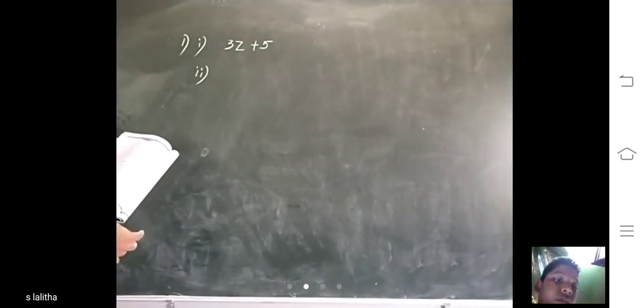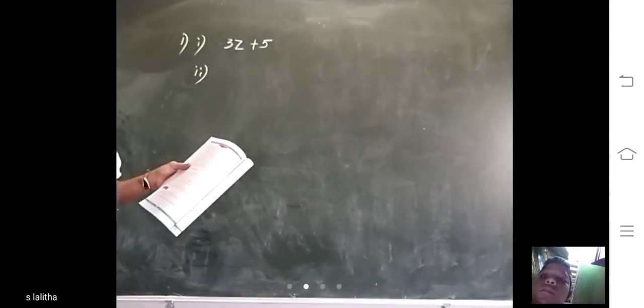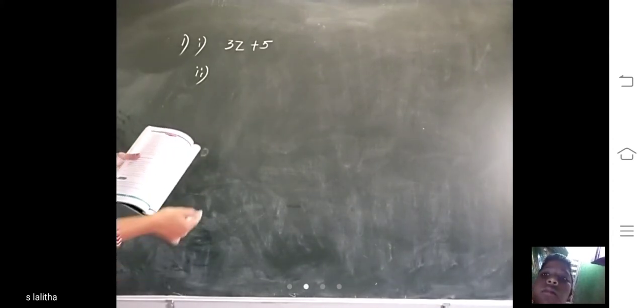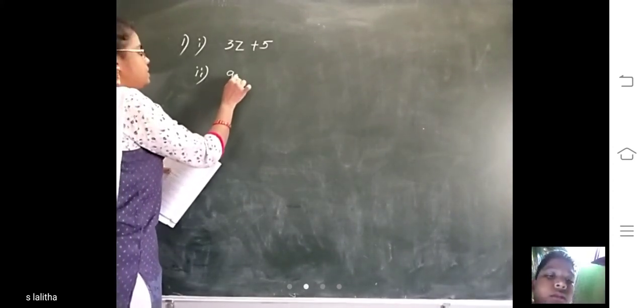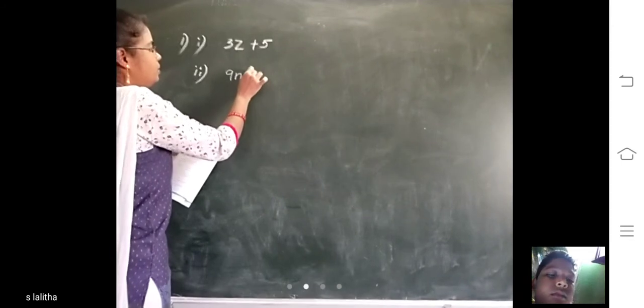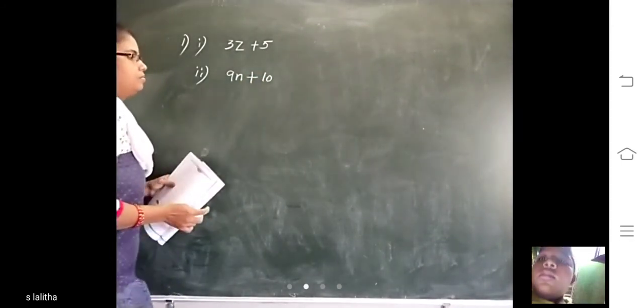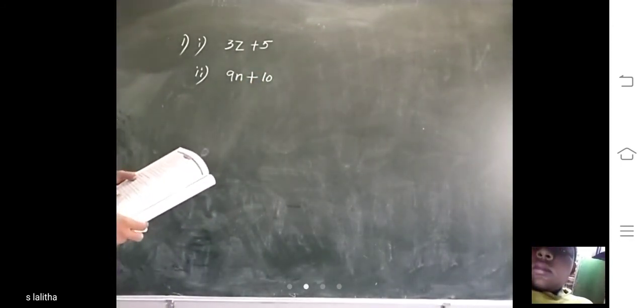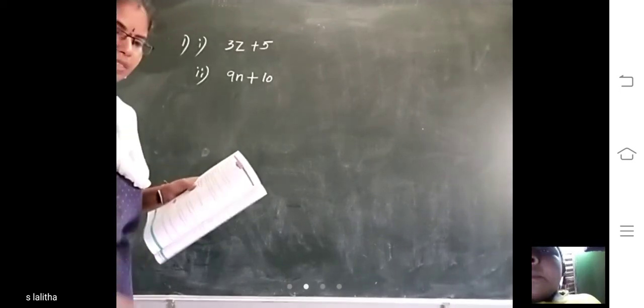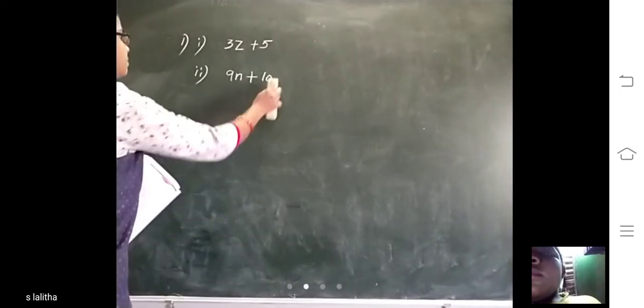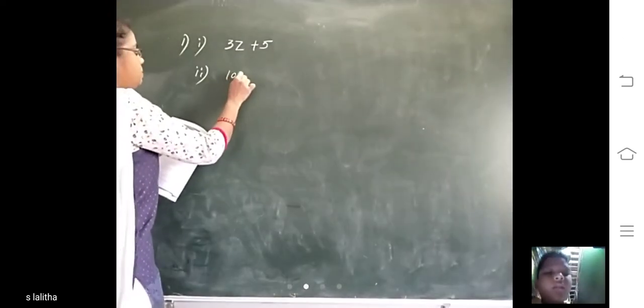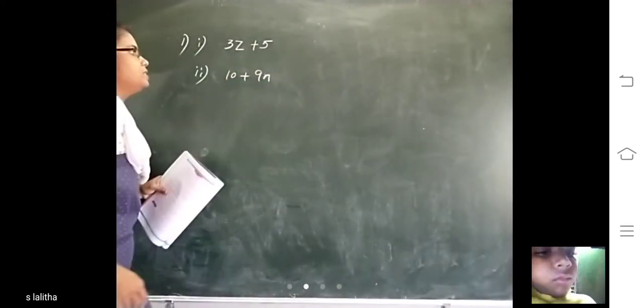The second one is 9 times n is added to 10. 9 times n is added to 10. So 10 plus 9n.